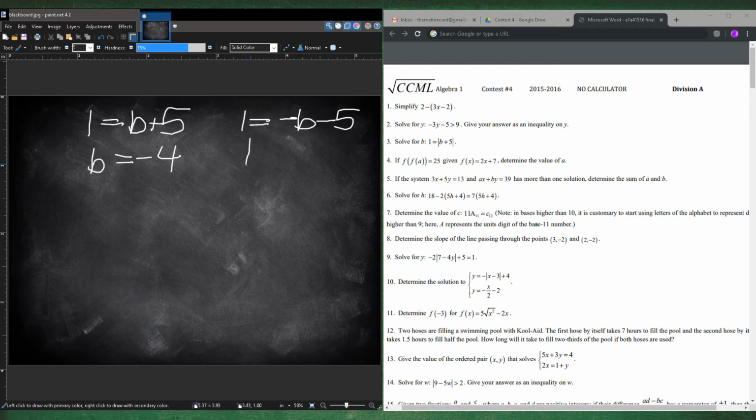Then for the other case, get b to the other side, so that b is here, and negative 5 minus 1 is negative 6. So the answer is negative 4 and negative 6. I usually just use a comma. So this is your answer: negative 4, negative 6.